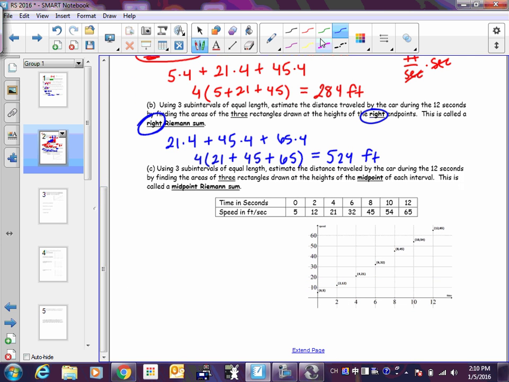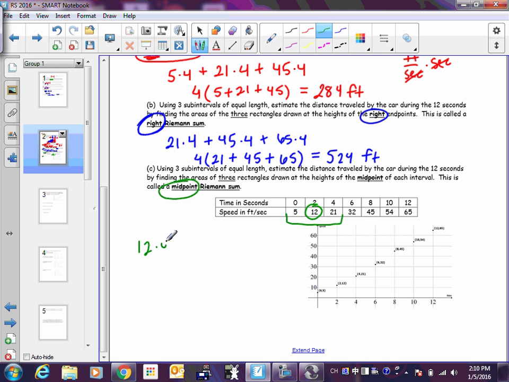So C brings up a third type of Riemann sum, and that is called a midpoint Riemann sum. This is not a different problem. This is the exact same table and graph. It's just there so you don't have to draw over the same graph a million times. So again, you look at your from 0 to 4. Now instead of choosing 5, which was the left, or 21, which is the right, you're going to choose 12 to represent the speed over that 4-second interval.